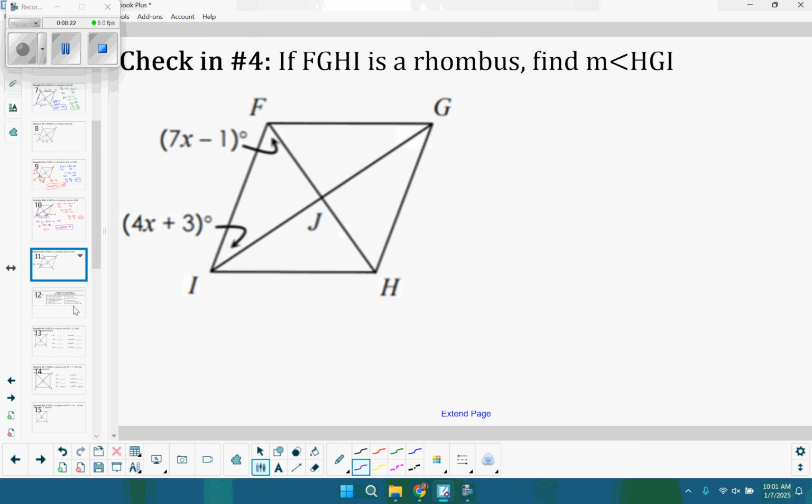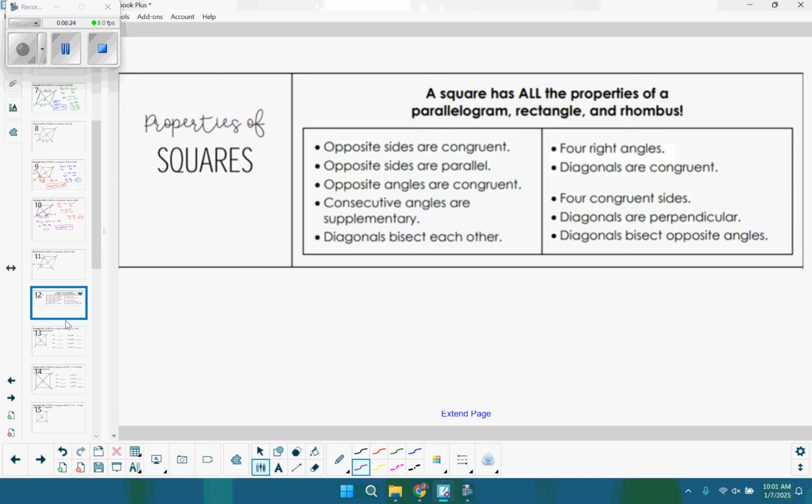Now we're going to talk about our last type of parallelogram, and that is the square. So a square is another type of parallelogram. It has all of the properties of every other shape we have learned. So it is considered a rhombus, it is considered a parallelogram, it is considered a rectangle because it has 4 congruent sides, it has 4 congruent angles, the diagonals are perpendicular, the diagonals are congruent, and the diagonals cut the angles in half.